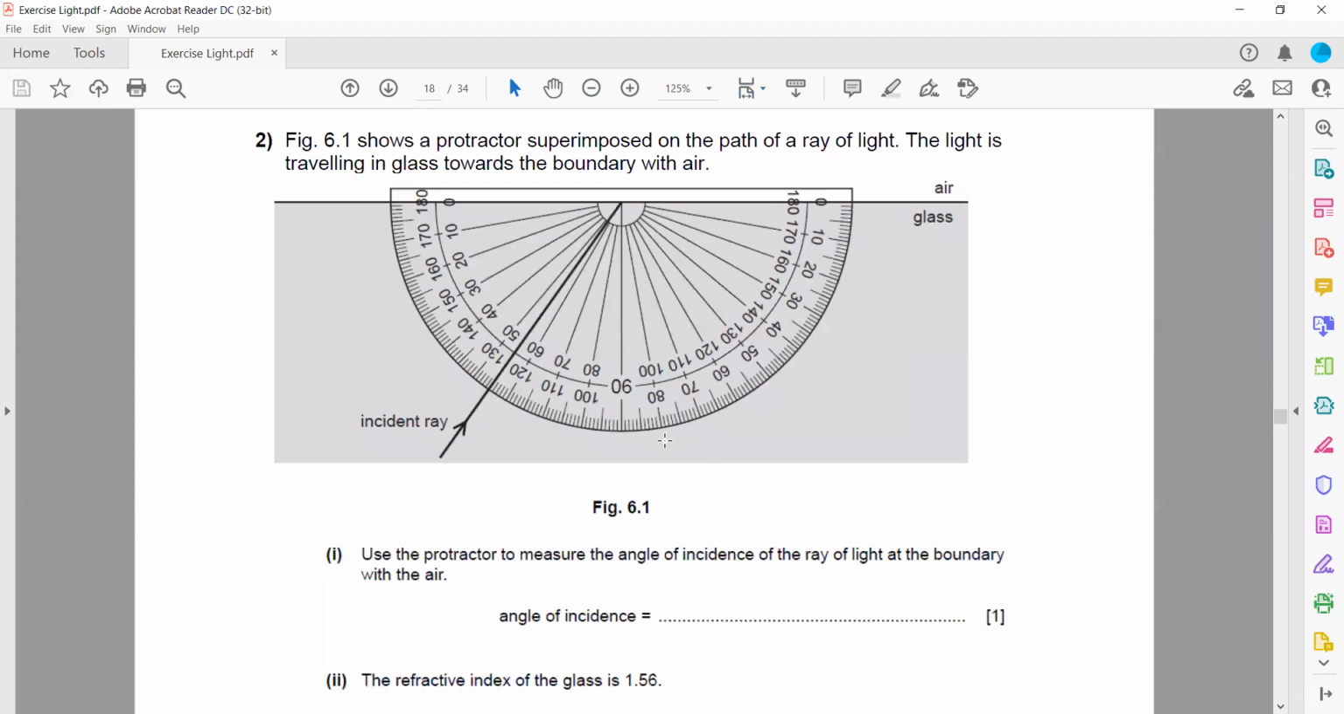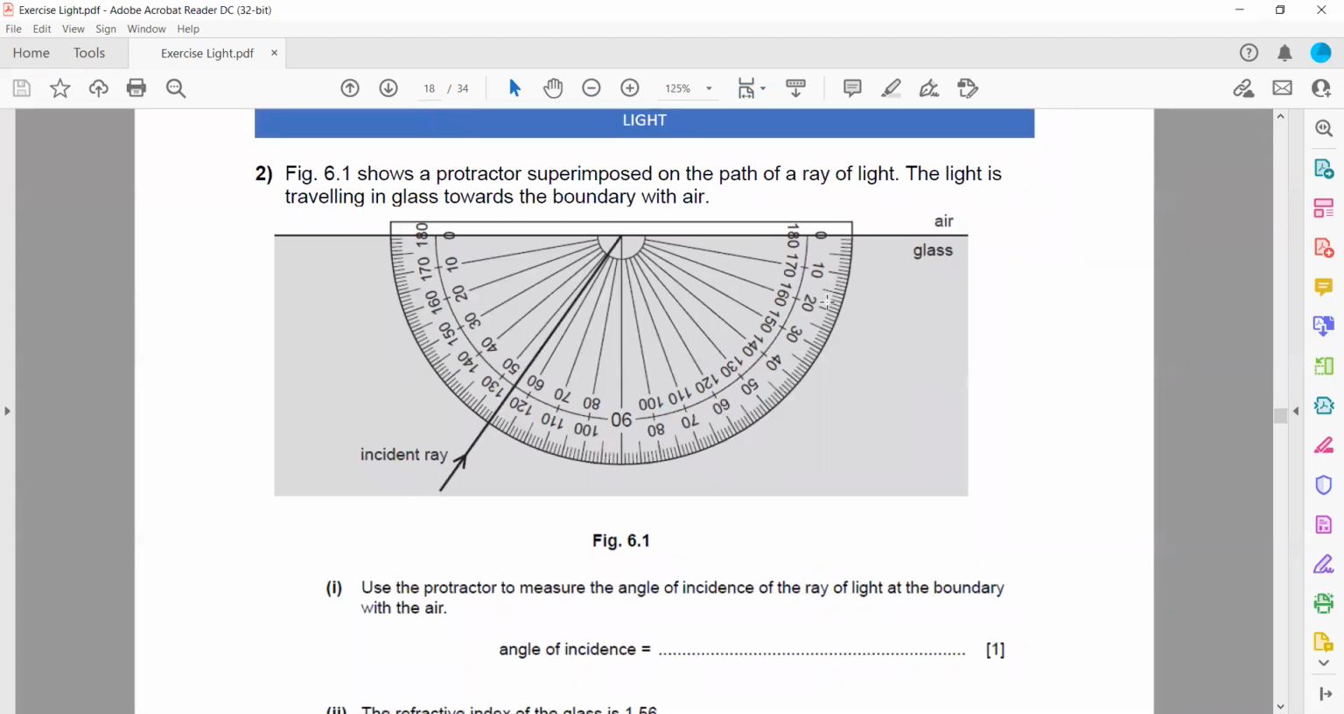Figure 6.1 shows a protractor superimposed on the path of a ray of light.